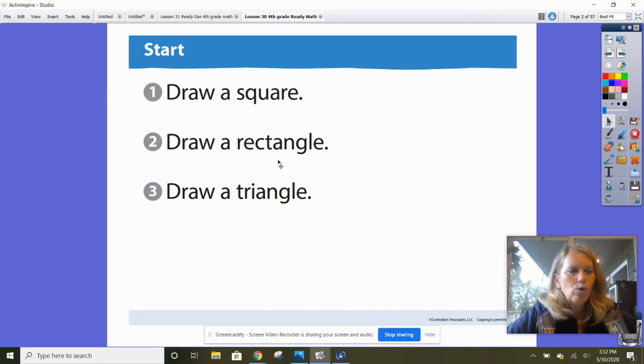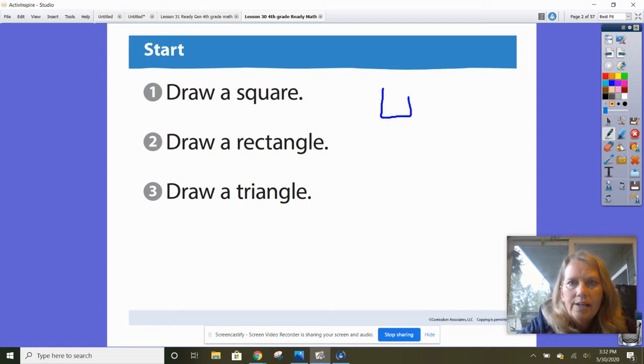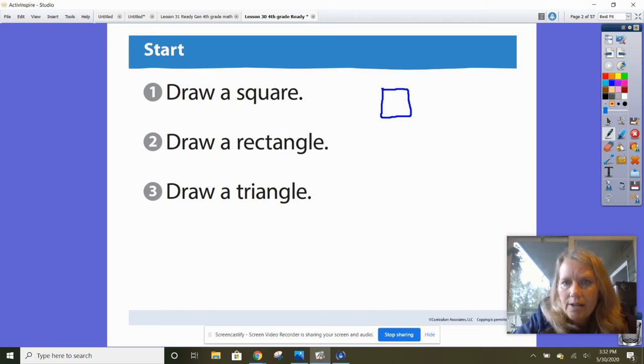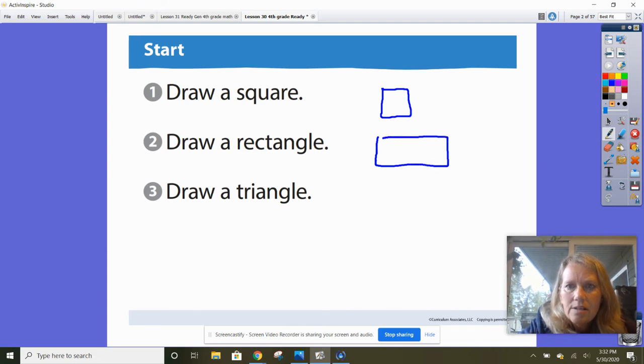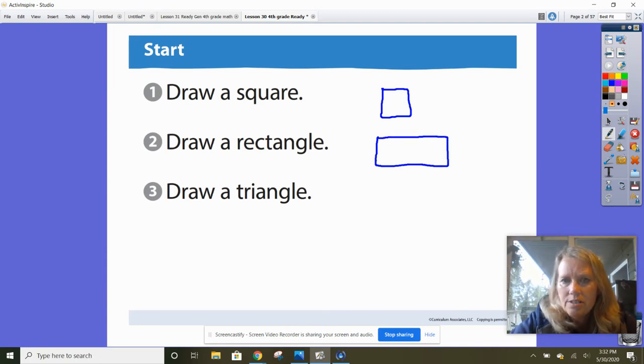So here's the beginning warm-up. It says draw a square, draw a rectangle, draw a triangle, which I know is going to be easy for you to do. So go ahead and give that a go. But as you're drawing them, think about the sides and think about the angles and think about the definitions. So I'm drawing mine the best I can. I'm going to put a little corner in there.